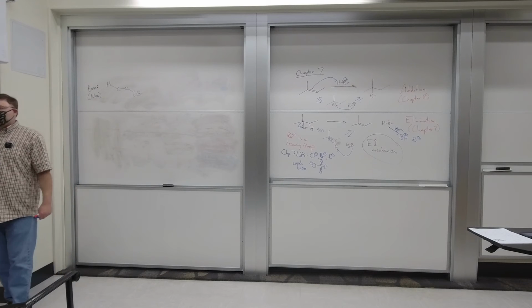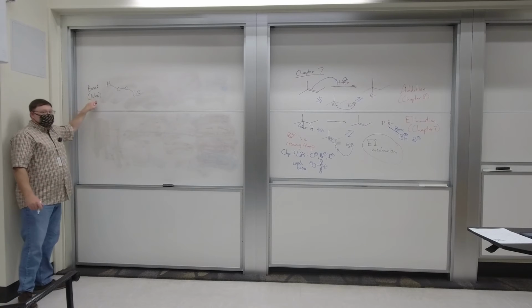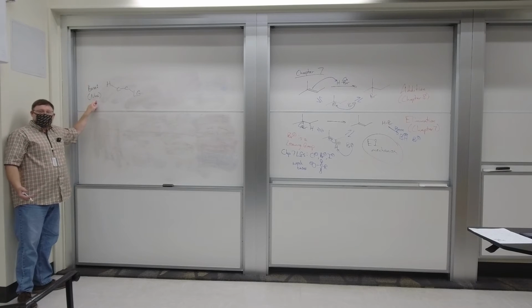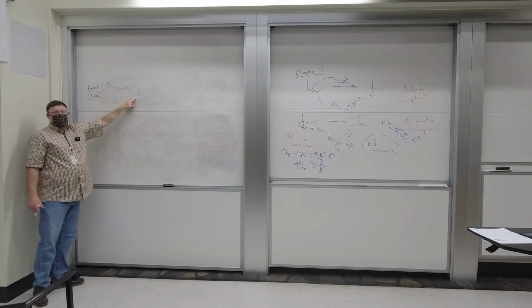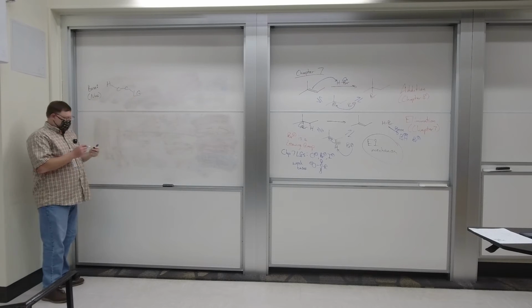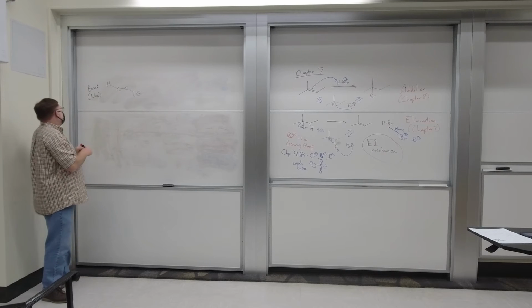So in Chapter 7, every one of these reactions, SN1, SN2, E1, E2, are going to involve a base, or we might call it a nucleophile, and an sp3 carbon bonded to a leaving group. So I've given you a leaving group over there.